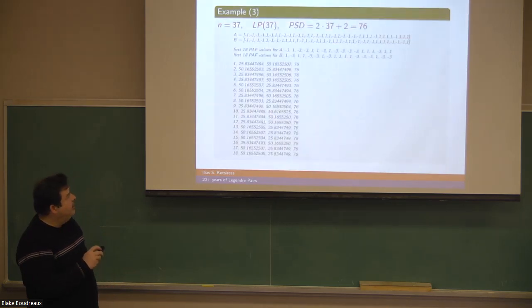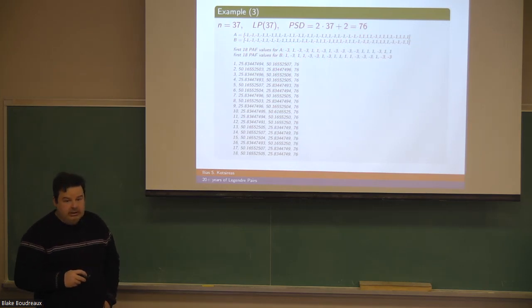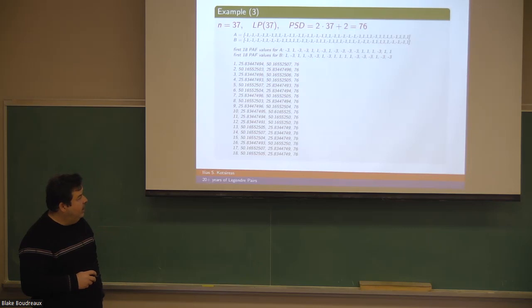This is a bigger example, 37 plus and minus ones for A and for B. The first 18 PAF values, again, -3, 1, and so on. If you add them up, you get 18 times the -2 constant. So it is a Legendre pair. But now I also want to demonstrate the PSD invariant. For the PSD invariant, you compute for s = 1, 2, up to 18. This is the PSD of A at 1. This is the PSD of B at 1. The sum is 76, equal to the PSD constant, 2 times 37 plus 2. And this happens all the way up to 18.